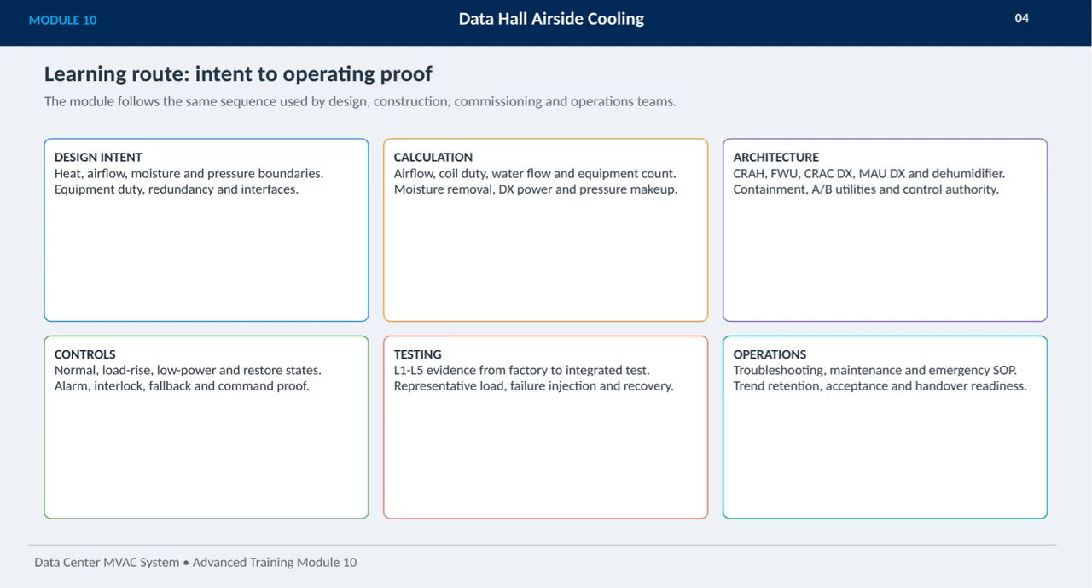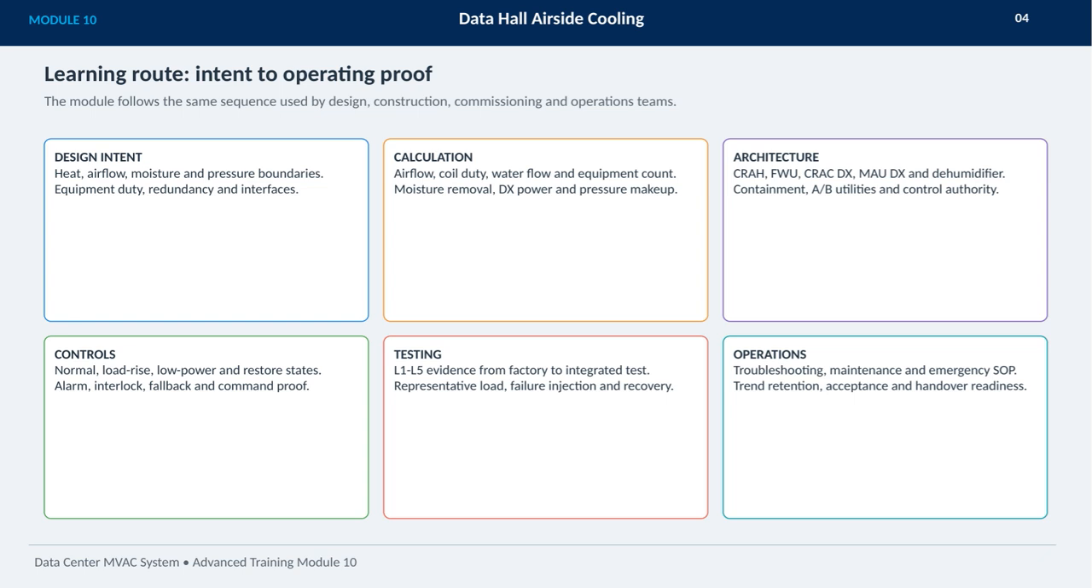This module, titled Hall Airside Cooling, is part of our advanced training on data center MVAC systems. It follows a structured learning route, moving from design intent all the way to operating proof. We begin with the design intent, focusing on critical boundaries like heat, airflow, moisture, and pressure, as well as equipment duty, redundancy, and how everything interfaces. Next, we dive into calculations, covering airflow, coil duty, water flow, and equipment counts, along with moisture removal and pressure makeup.